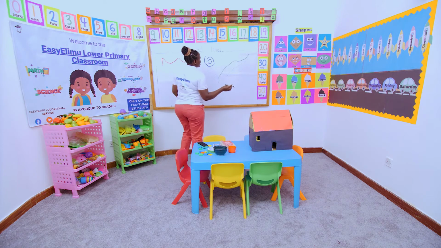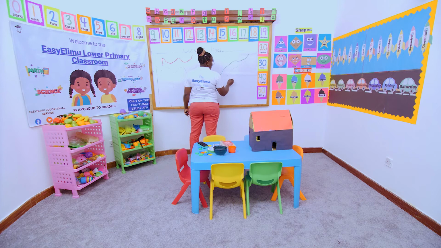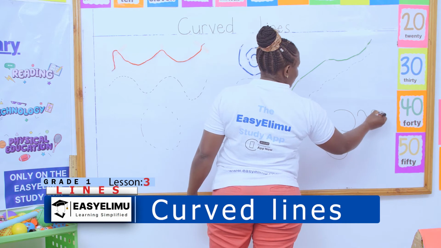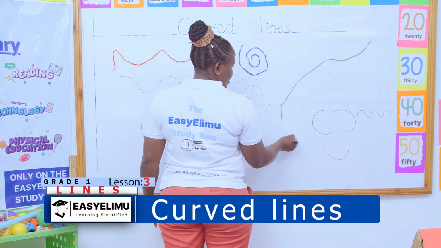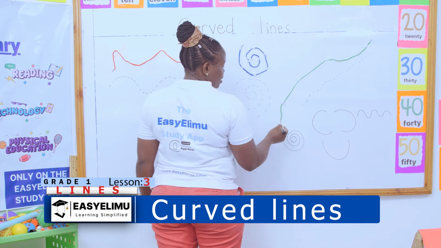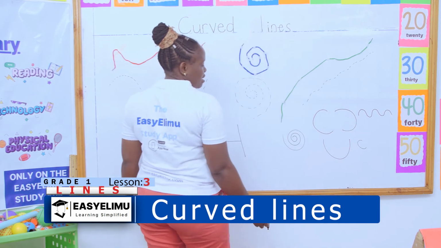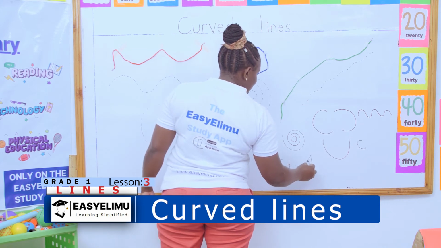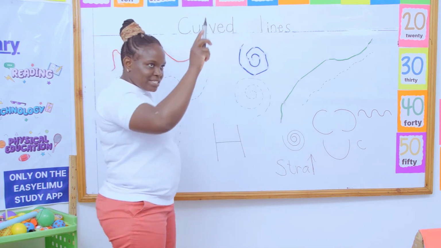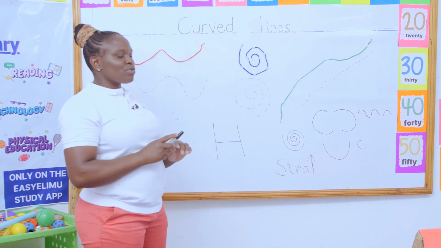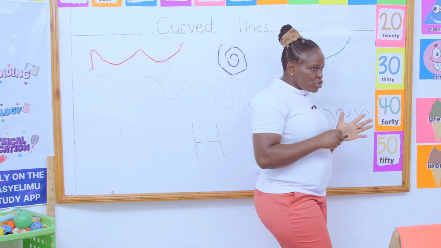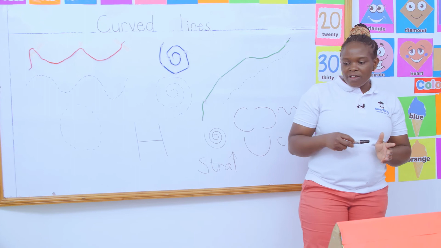So when you want to know the line you're forming, when you're talking about curved line, it will always have this symbol in it. Even if it is going up and down, or going like this, it will form the symbols like that. That is how you identify that the line is curved. When you talk about the straight line, it is very, very straight and requires just a ruler to draw it.